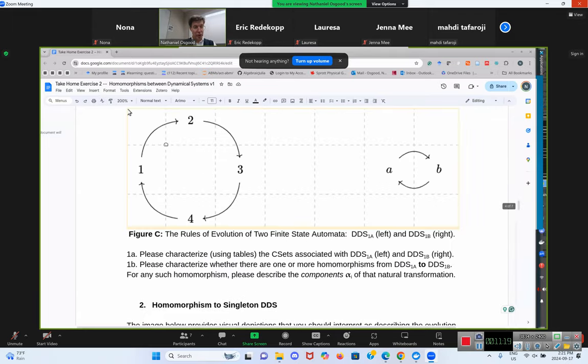That one goes to two. If you're in state one, the next time step, you go to state two. If you're in state two, next time step, you go to state three. If you're in state three, next time step, you go to state four. If you're in state four, you go back to one. So don't get distracted by thinking, oh, what's the instance of the graph schema? No. This is a visual depiction to let you understand the rules for this discrete dynamical system at issue here.